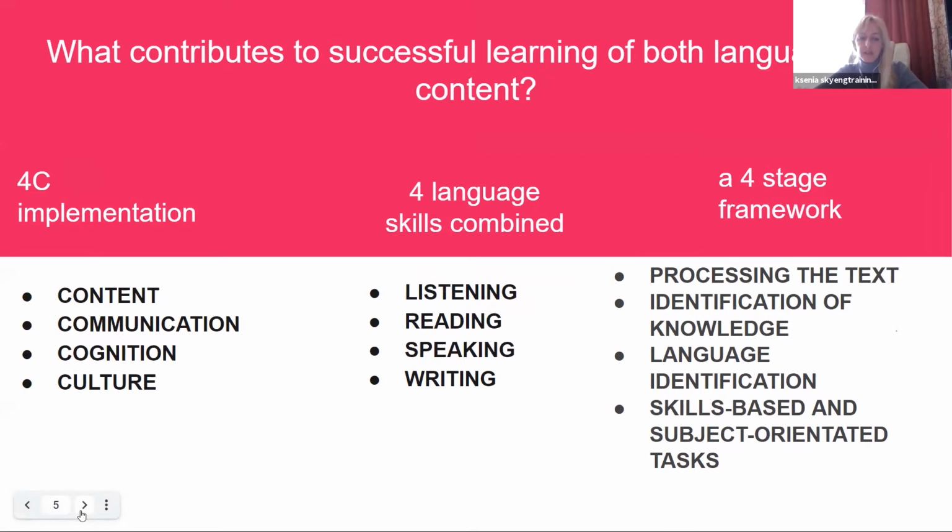The first element is the 4C implementation. According to the 4C curriculum that was presented by Coyle in 1999, a successful content and language integrated learning lesson should include elements of 4C, that is content, progression of knowledge and skills; communication, that is language to be learned; cognition, that is developing thinking skills, which link concept formation, understanding and language; and culture, that is deepening awareness of otherness and self.